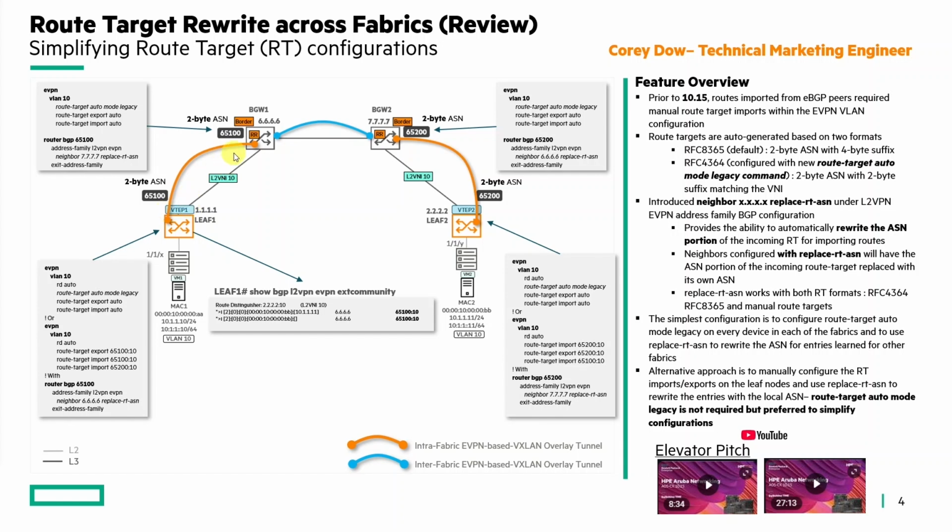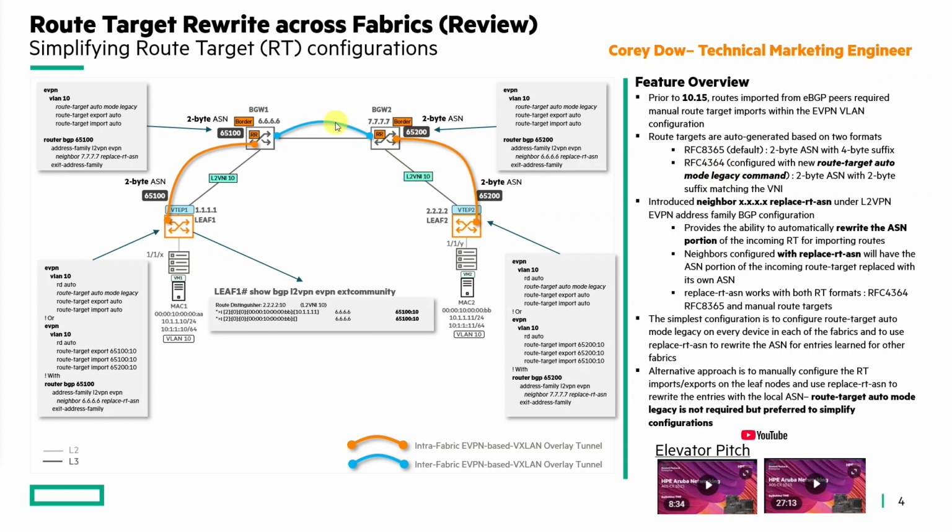So this is a multi-fabric setup, as you can see here, with ASN 65100 and 65200 across the fabric with eBGP. And so we supported the route target rewrite, as you can see in the configuration here, where we introduced two commands in that release: route target auto mode legacy, as well as the neighbor context, where you see replace RTASN.